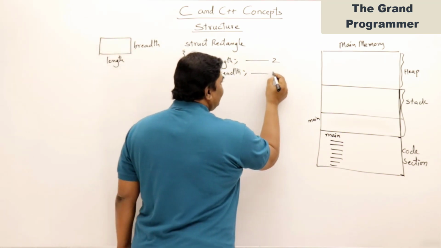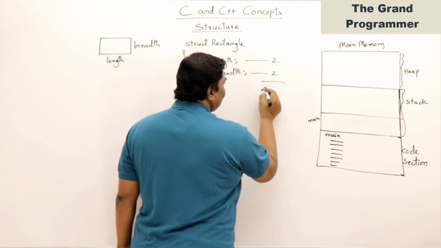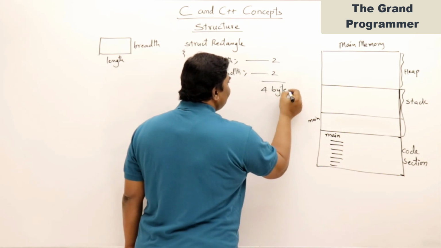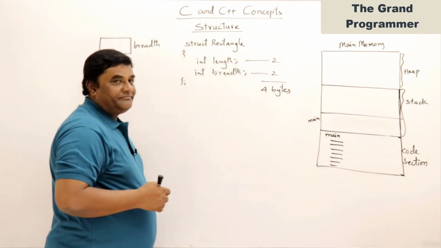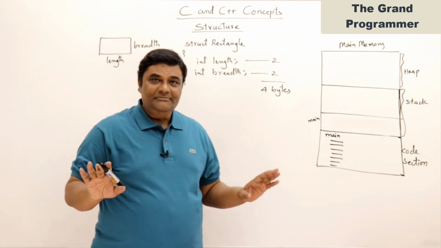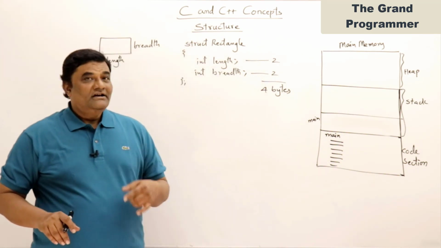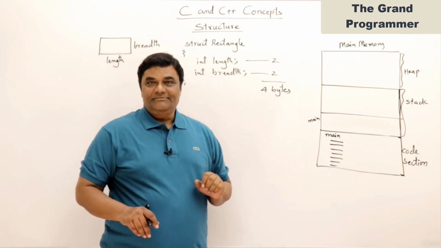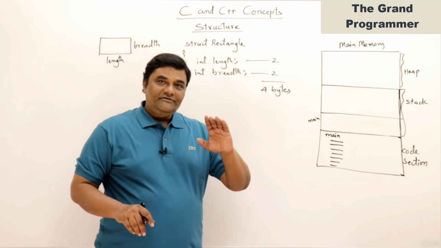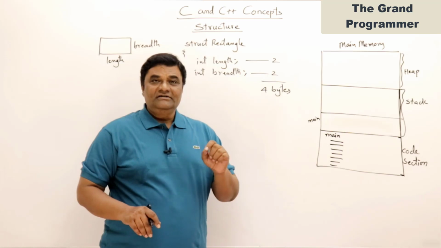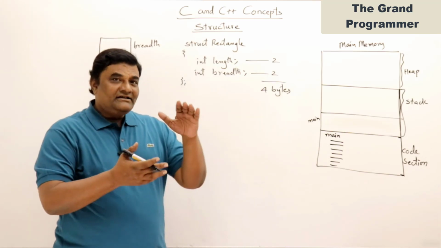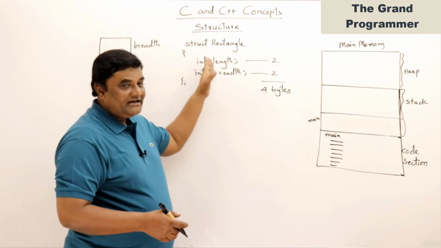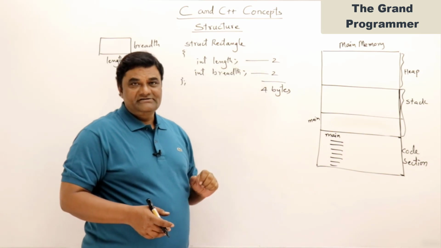Now breadth also takes 2 bytes. Total, it is 4 bytes of memory. So this structure is taking 4 bytes of memory. Right now it's not consuming any memory because it is just a definition. If I create a variable of this type, then it will be occupying that much memory. Now we have seen how to define, and we have learned how to know its size. The size of a structure is the total amount of memory consumed by all its members.